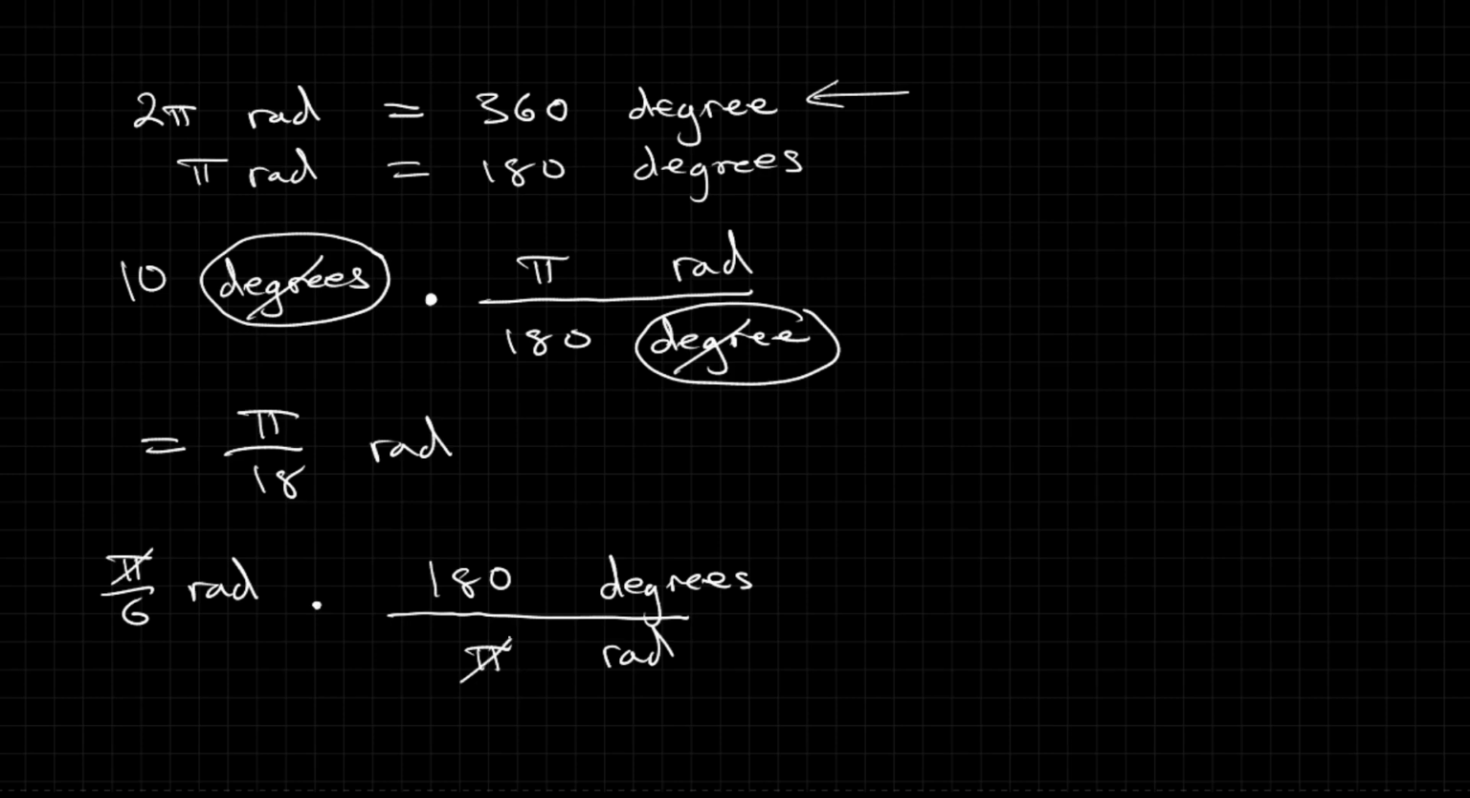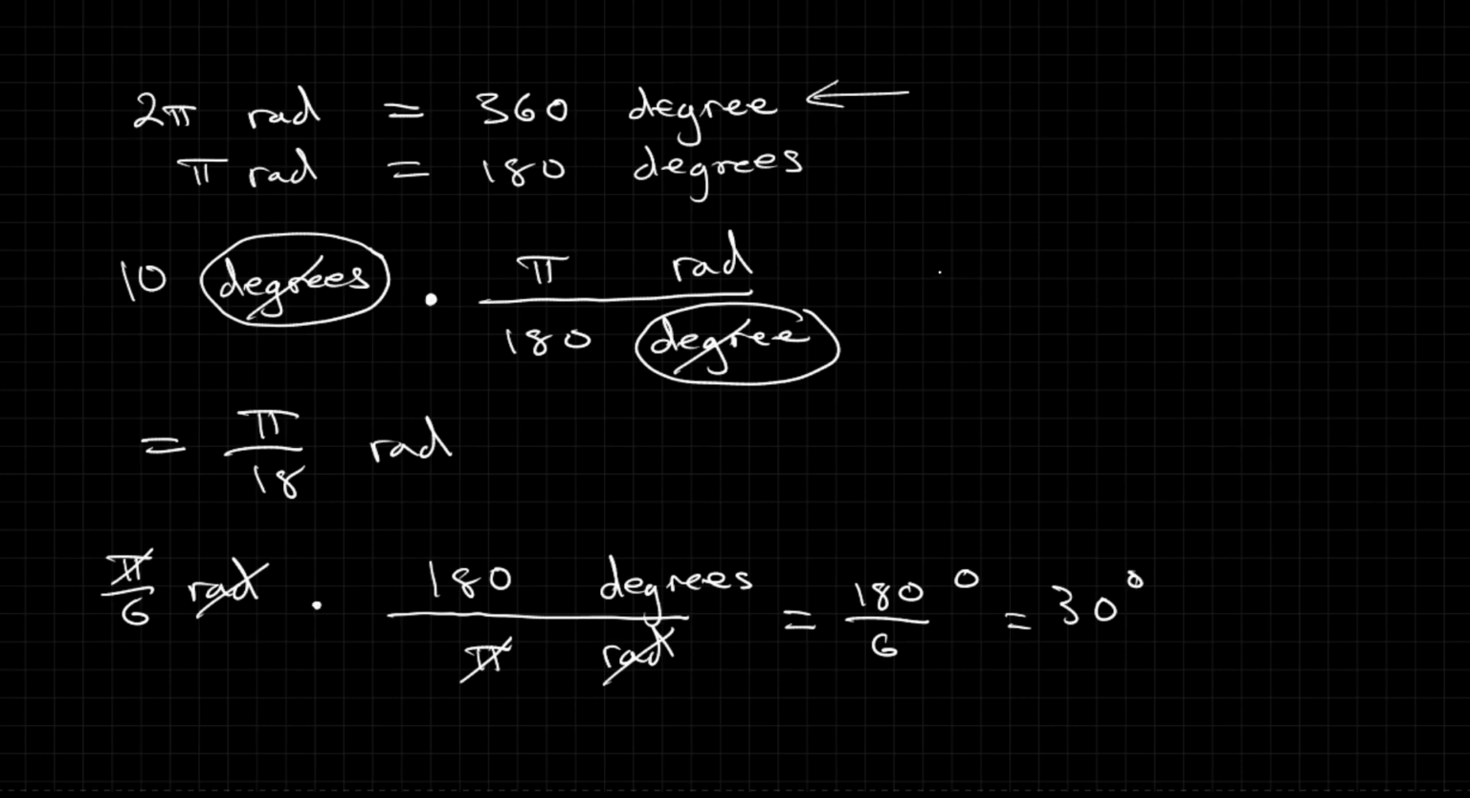Pi divided by pi is 1. And also the radians cancel. And so all we're left with is 180 over 6 degrees, or we can use the degree symbol here. And 180 divided by 6, that's 30 degrees.